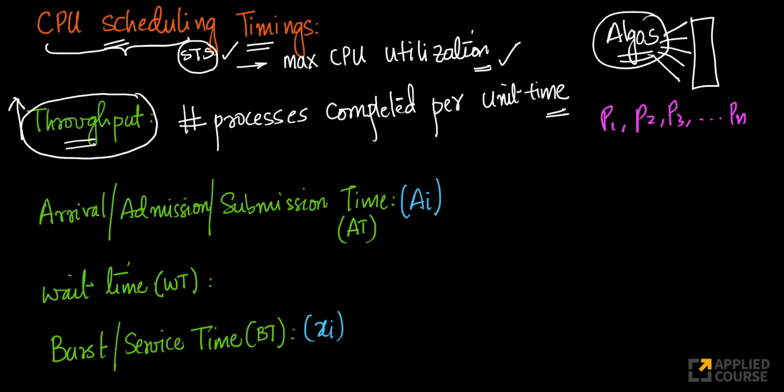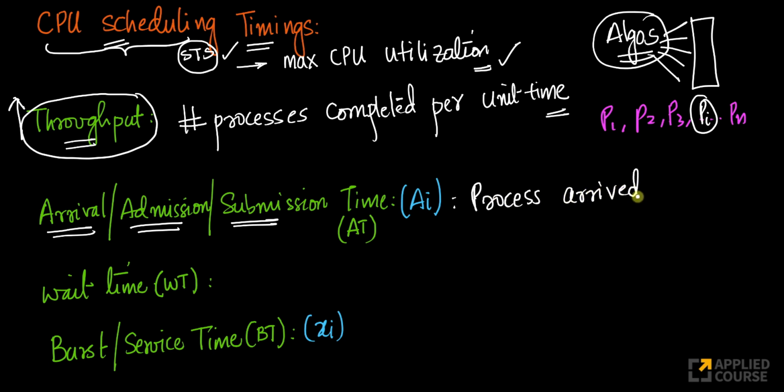Given all these processes, for every process, there is a time associated with it called the arrival time, sometimes also referred to as the admission time or the submission time. This is often written as AT. Now, what is the arrival time? If you're talking about a process Pi, it has an arrival time Ai. This is the time at which the process arrived into the ready queue, or the process was enqueued in the ready queue. I'll write RQ for short for ready queue.